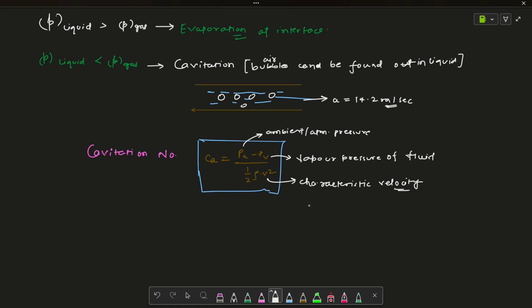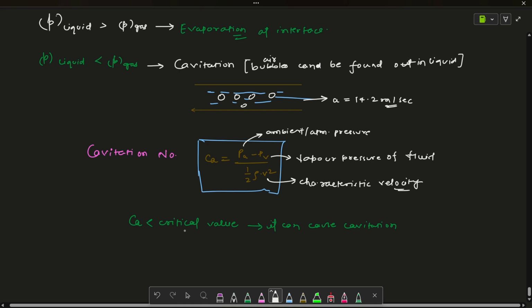Depending on the geometry, a given flow has a critical value of Ca, below which the fluid will begin to cavitate, okay. So for any particular design, Ca could differ. If Ca is lesser than the critical value, then it can cause cavitation in the pipe, okay. Now the question comes in your mind: what's this critical value, sir? How will we find it out? This can be found out from the different geometries, okay.